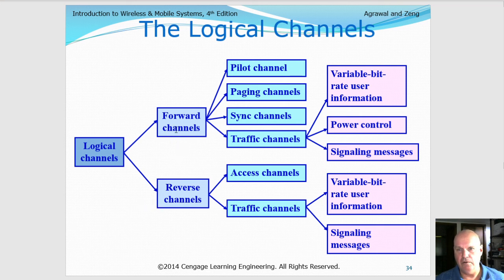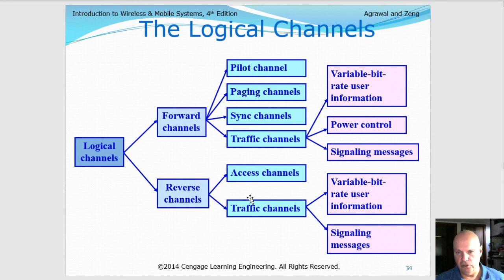For the forward channel from the base station to the mobile station, you have a pilot channel. That's used by the mobile systems as they move into the different cell areas to actually synchronize and lock onto channels provided by the base station. And the paging channels are used to let the mobile systems know that they're receiving a call. Then there are synchronization channels, as well as traffic channels. And the traffic channels could actually support variable bit rates, so different types of voice quality, and also provided for power control and signaling messages.